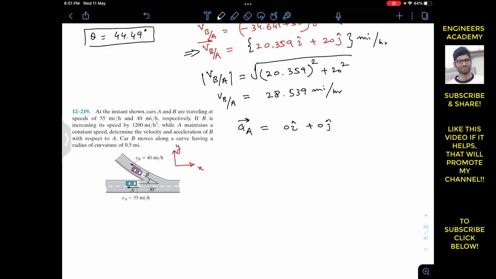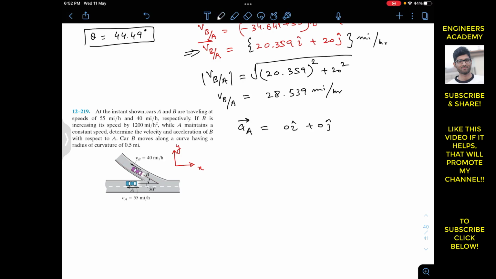And now as we can see, this 1200 mile per hour squared is the tangential acceleration of car B. The tangential acceleration always acts in the direction of the velocity, that is, the velocity is always tangent to the curve. Since car B is moving in a circular path, this VB is tangent to the curve, so the acceleration will always be in the direction of this VB. So the tangential component of the acceleration of car B is acting in this direction, which is making 30 degrees with the horizontal.